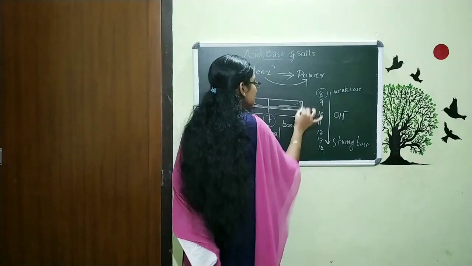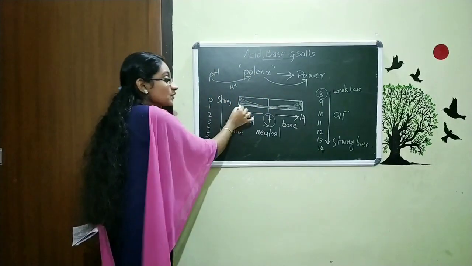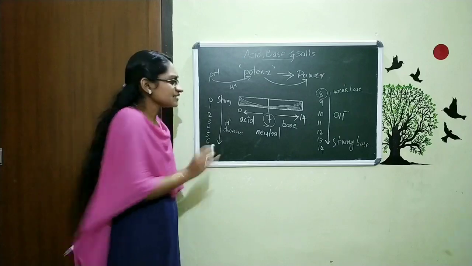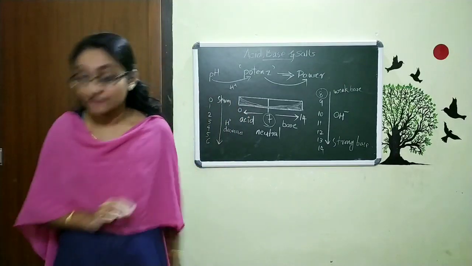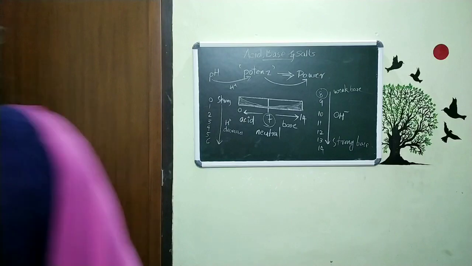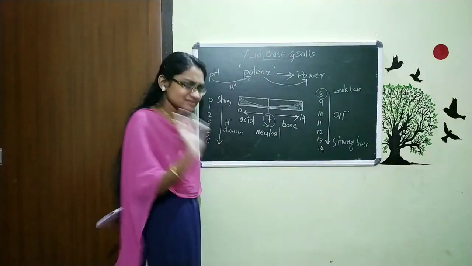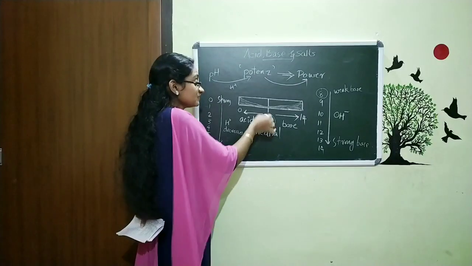So at this point, at the 14, this base is very strong, and at this point it is very weak, and that's why there we get it as acid. So that is the figure you can see here on page number 25. Just observe that. Nothing else is there, just understand that 7 is neutral.